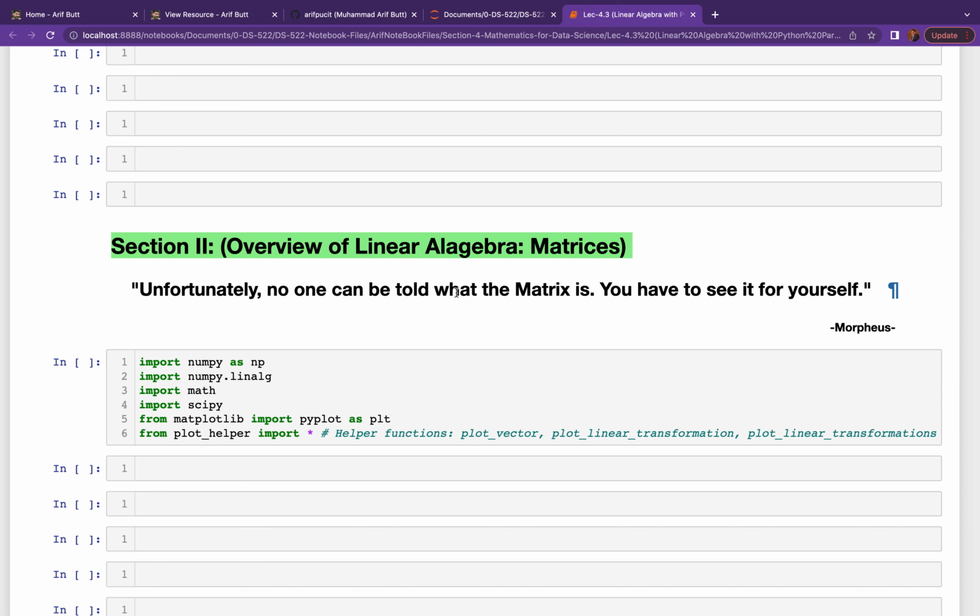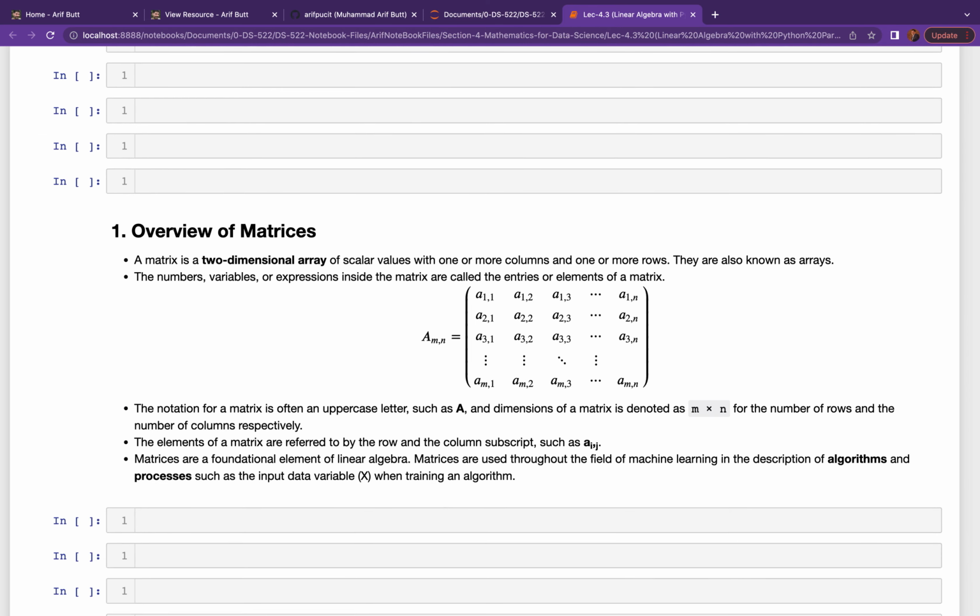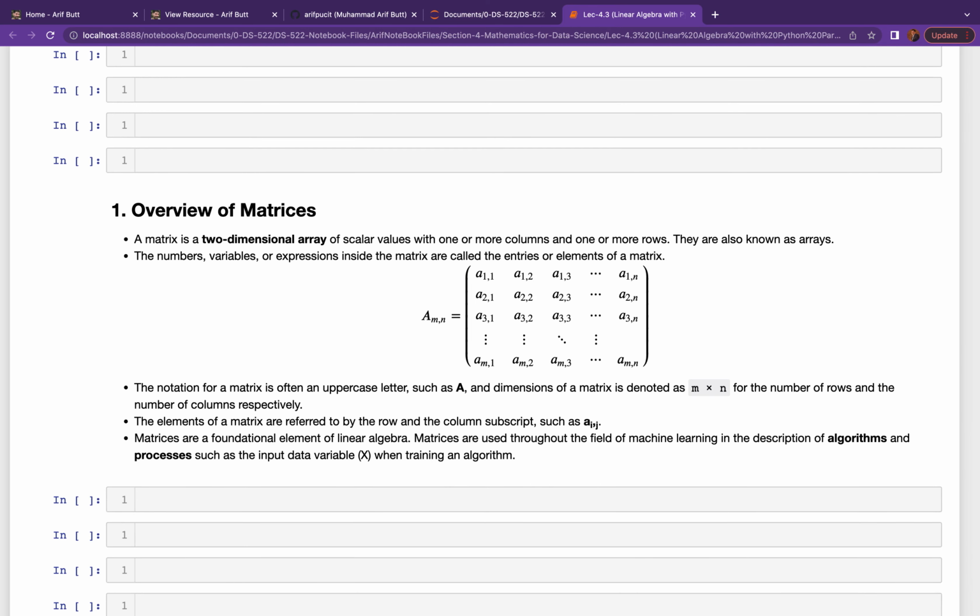To start this, let me say what Morpheus said in one of my favorite movies, The Matrix: unfortunately, no one can be told what the Matrix is. You have to see it yourself. Okay, so let's move ahead with this part and start with the overview of a matrix. Well, a matrix is a two-dimensional array of scalar values, and this is how we will represent a matrix having m rows and n columns.